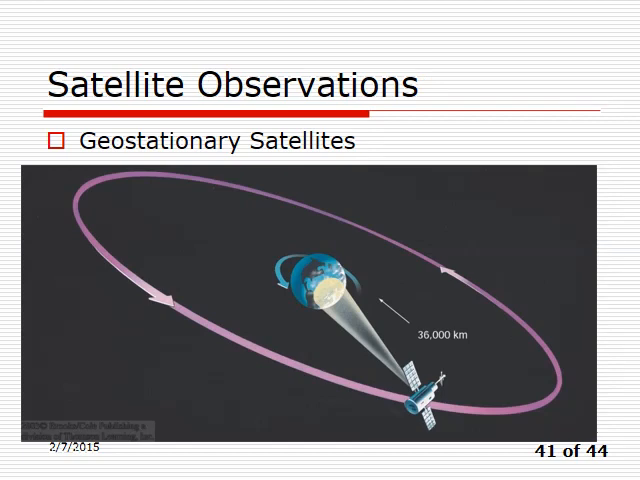Another way to observe them is through satellites. We use geosynchronous satellites. This satellite is geosynchronous because it has the same view of the Earth's atmosphere, because this satellite rotates around the Earth just as fast as the Earth spins, so it's always over this one location of the Earth.